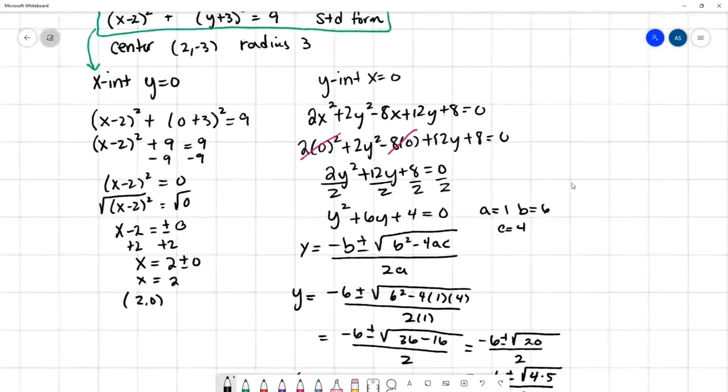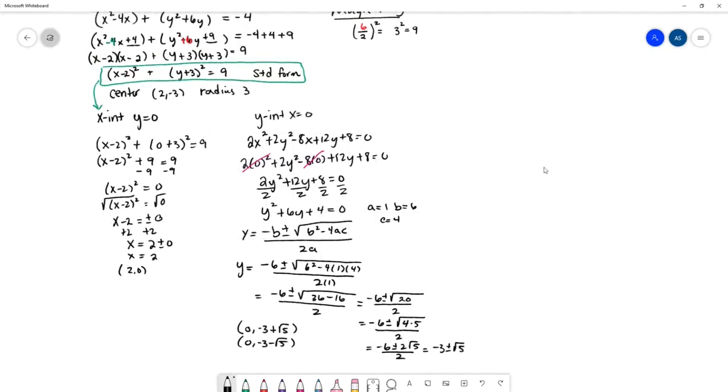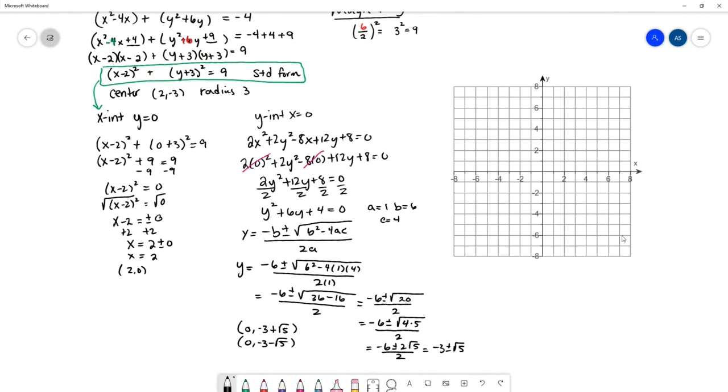Okay, the last part of this example is to graph our circle. And we're going to graph using the center and the radius. This graph has a center of (2, negative 3). So (2, negative 3) would be here. And from the center, I'm going to go 3 in each direction. So 3 up, 3 to the right, 3 down, and 3 to the left. We'll connect those points in the shape of a circle, and we have the sketch of our graph.